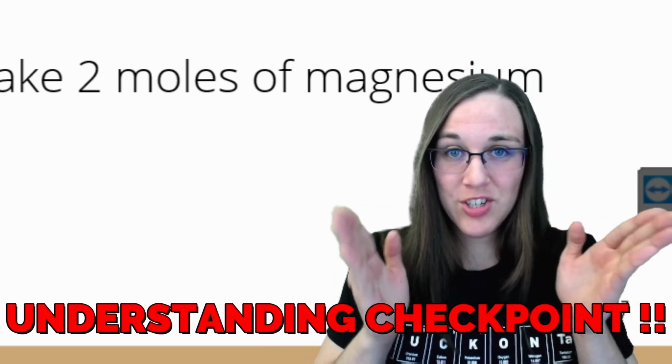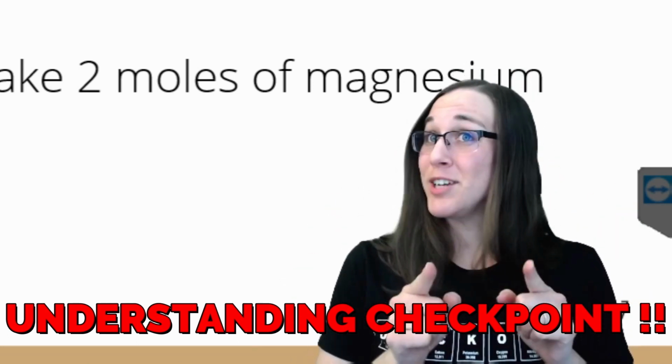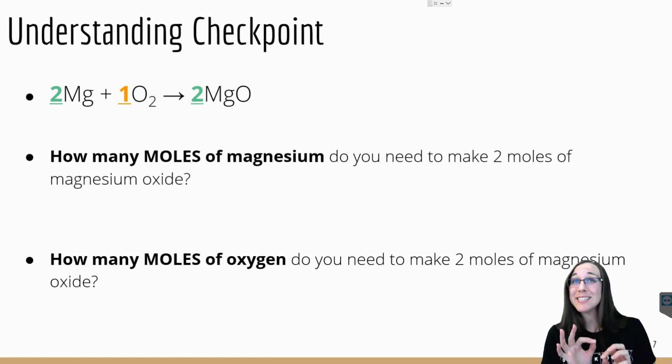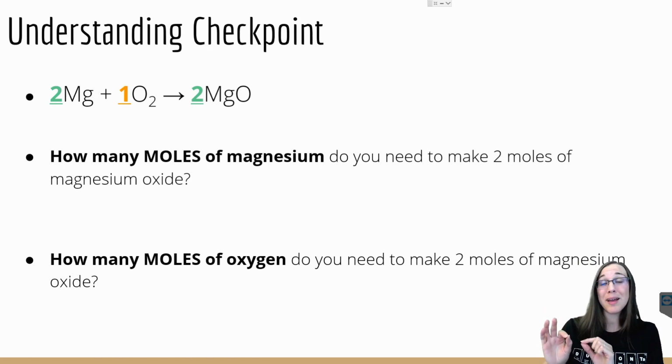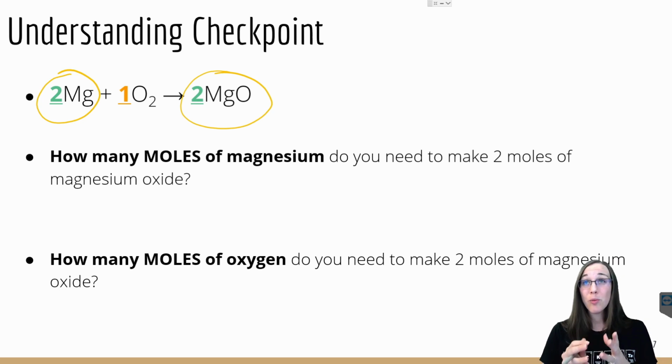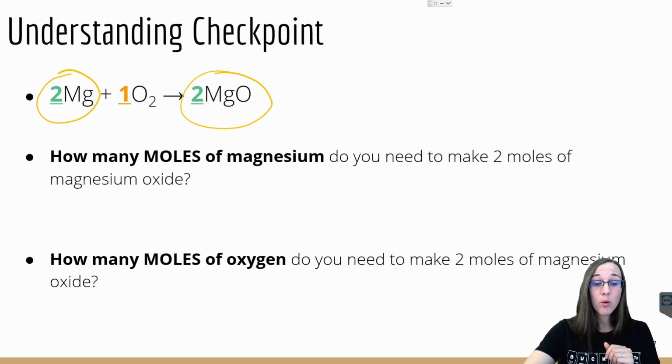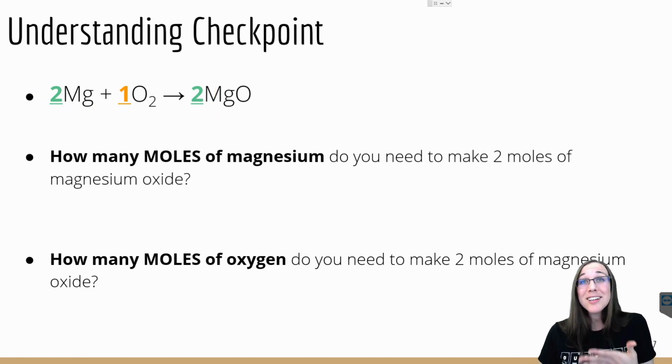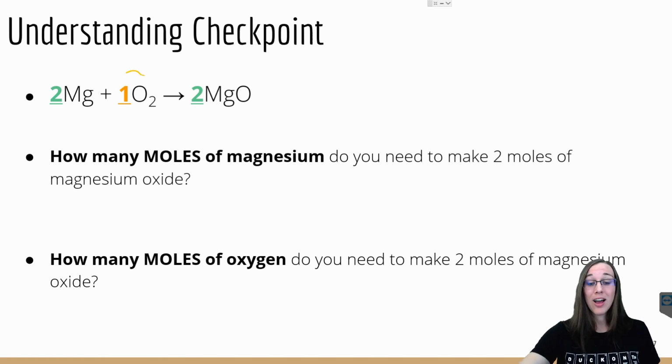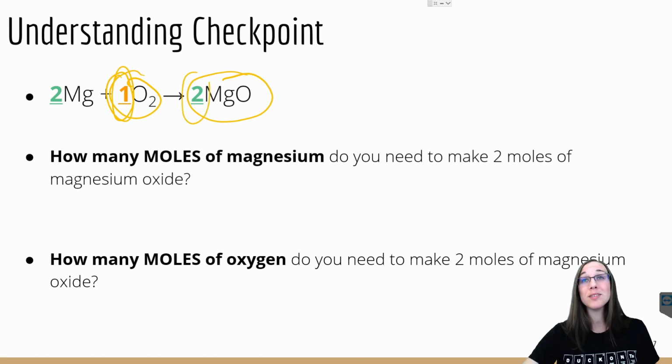Understanding checkpoint. Before we move farther, make sure you understand. How many moles of magnesium do you need to make 2 moles of magnesium oxide? So how many moles of magnesium do I need to make 2 moles of magnesium oxide? Hopefully you're seeing I need 2 moles of magnesium to make 2 moles of magnesium oxide. And how many moles of oxygen do you need to make 2 moles of magnesium oxide? So how many moles of oxygen to make 2 moles of magnesium oxide? Again, hopefully you're seeing you need 1 mole of oxygen to make 2 moles of magnesium oxide.